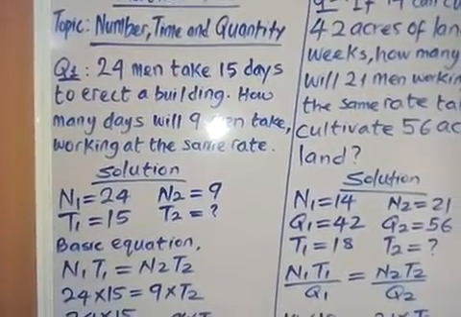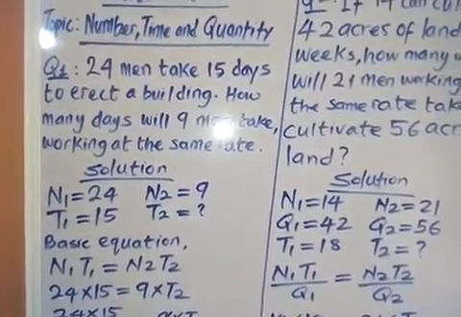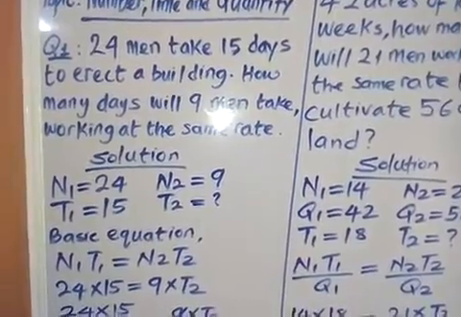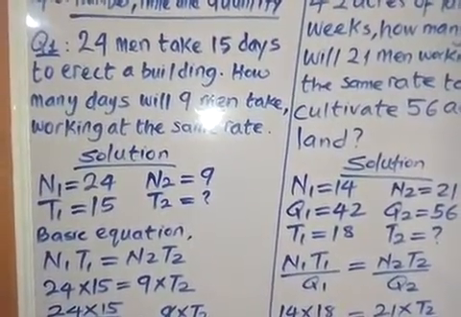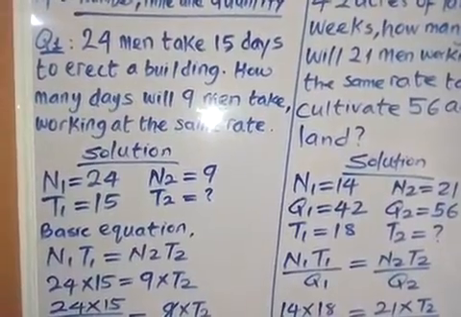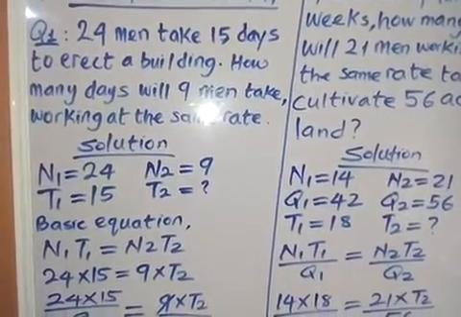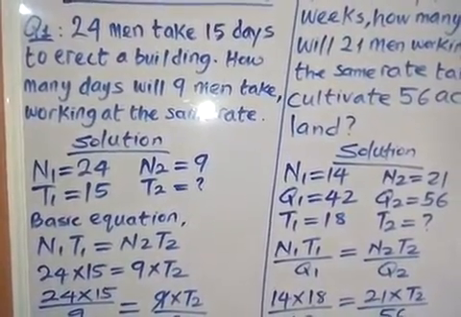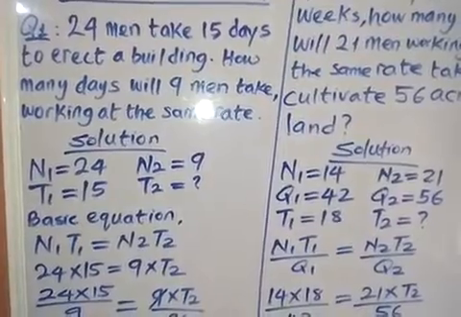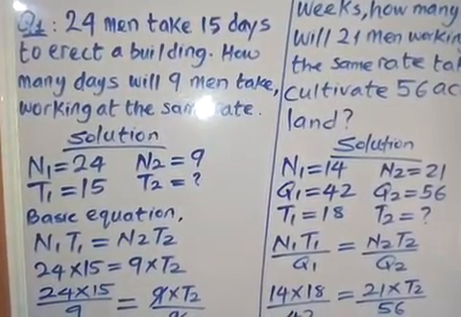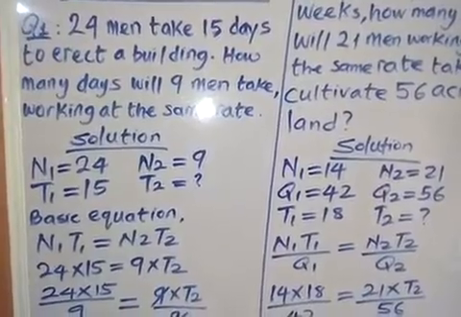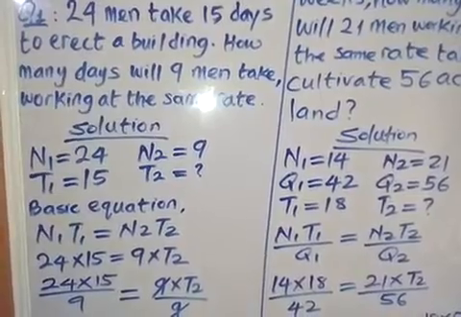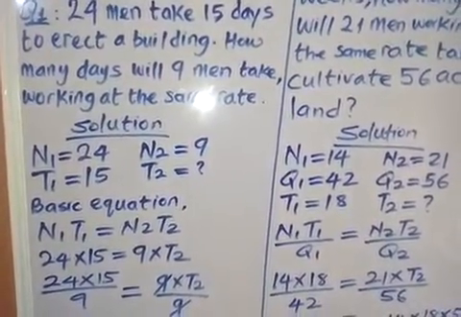24 men take 15 days to erect a building. How many days will 9 men take working at the same rate? So here we have our first N equals 24. N means number. T means time. So the first time is 15 days. Our second N is 9. We are now asked to find time 2. That is, T2 is unknown.